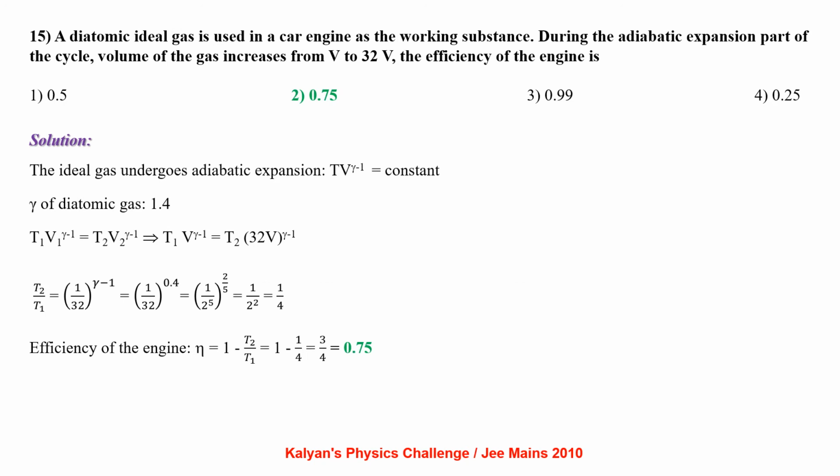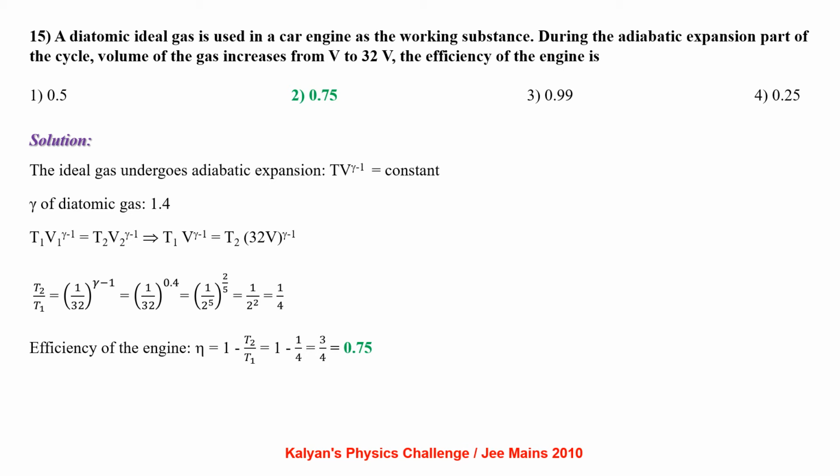A diatomic ideal gas is used in a car engine as working substance. During the adiabatic expansion part of the cycle, volume of the gas increases from V to 32 V. The efficiency of the engine is? Efficiency of an engine is given by the formula eta equal to 1 minus T2 by T1. So we need to find the temperatures T2 and T1. Since it is an ideal gas undergoing adiabatic expansion, the relation between absolute temperature and volume is given by T V power gamma minus 1 equal to constant. Gamma is 1.4 as the given gas is the diatomic gas.